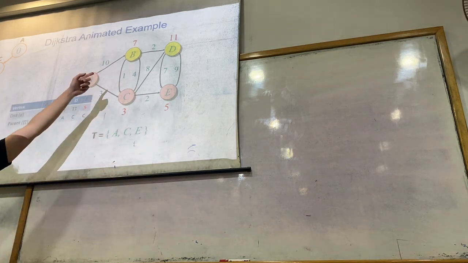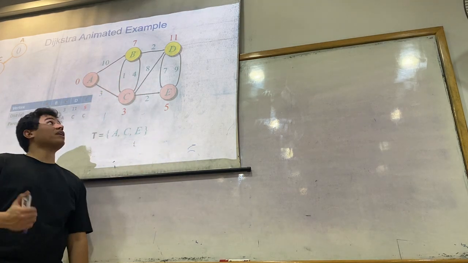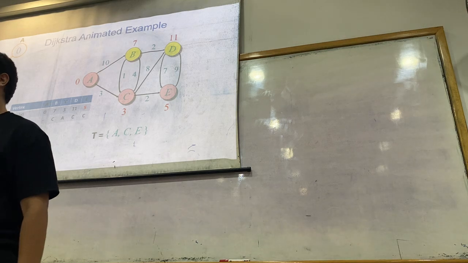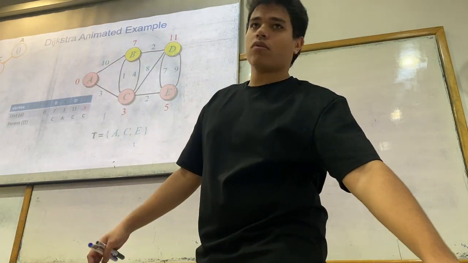What about D? 7 plus 2 is 9. 9 is smaller than 11. So now I will update its parent. Its parent now is B instead of C. And it will have a new value which is 9 instead of 11 because it's the minimum until now. That's right?